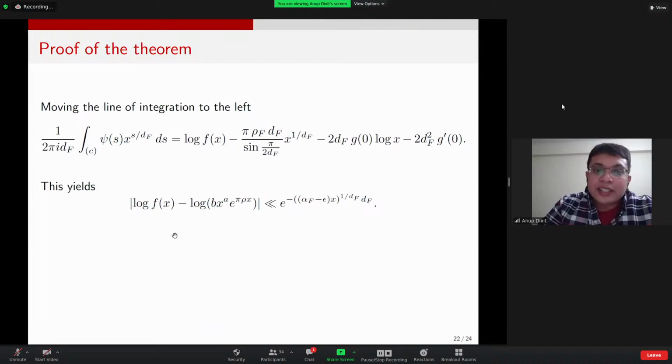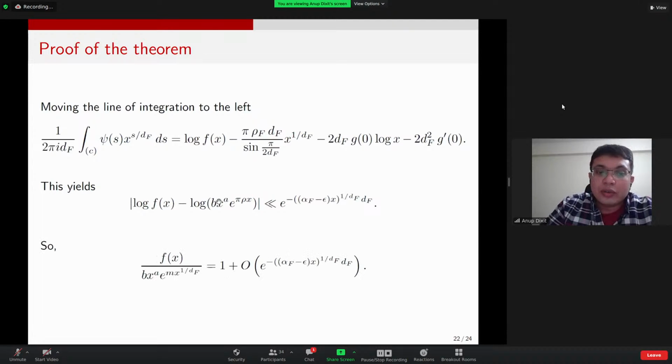So what we get is that log of fx minus some function of this particular type is less than this exponentially decaying function. In other words, I can write this as log of fx over this and take exponentiation on both sides, and use the fact that e to the x is 1 plus big O of x, where x is less than 1. So I can say that f of x over this is just 1 plus big O of this particular quantity, because we are exponentiating this term.